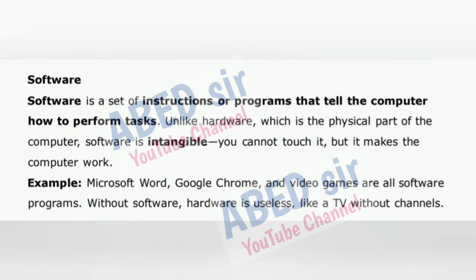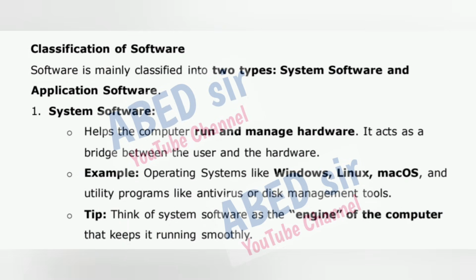Without software, hardware is useless, like a TV without channels. Classification of software. Software is mainly classified into two types: system software and application software. 1. System software. Helps the computer run and manage hardware. It acts as a bridge between the user and the hardware. Example, operating systems like Windows, Linux, macOS, and utility programs like antivirus or disk management tools.